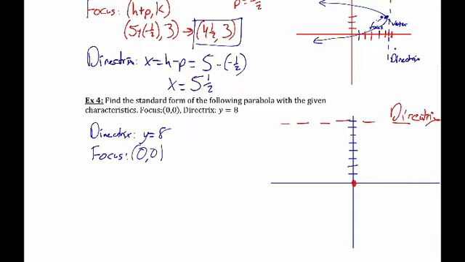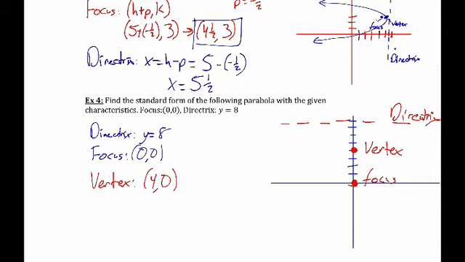Now, based on what we know, the vertex is always halfway between the focus and directrix. So if we have a point at 0, 0 here, again, that's our focus. And then the directrix is 8 tick marks up. Our vertex is going to be halfway, 4 tick marks up. So again, our vertex is going to be halfway up at the coordinate 4, 0.